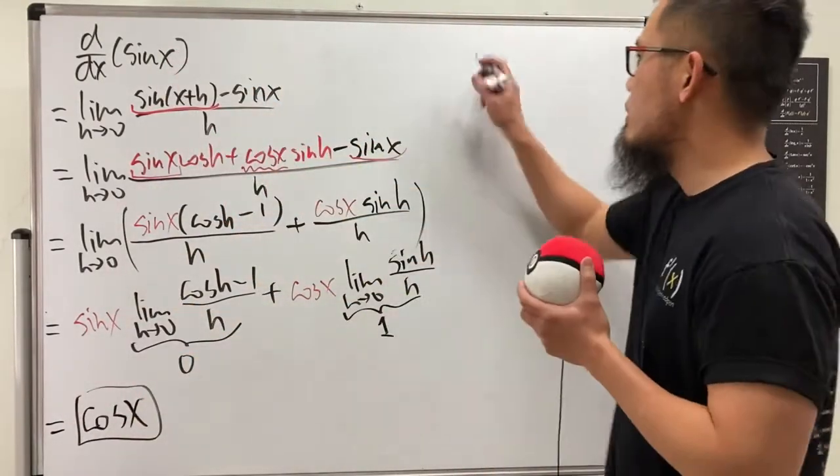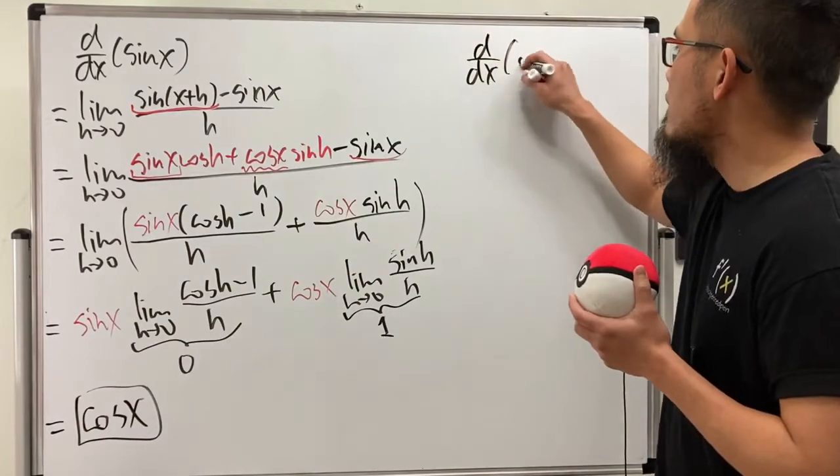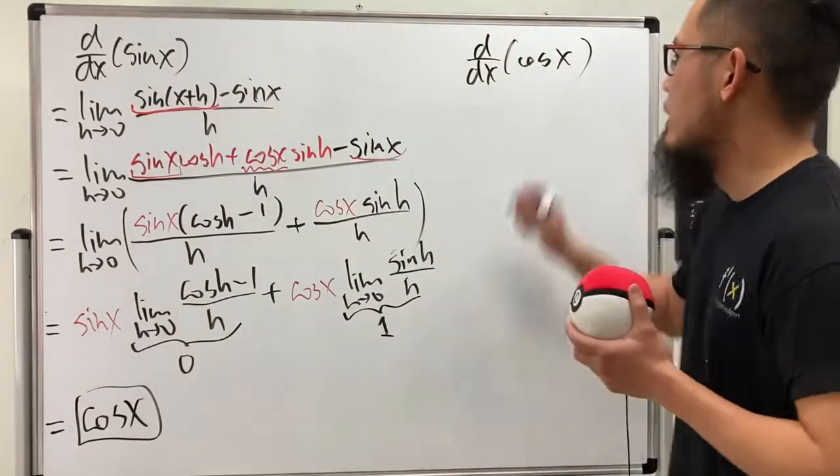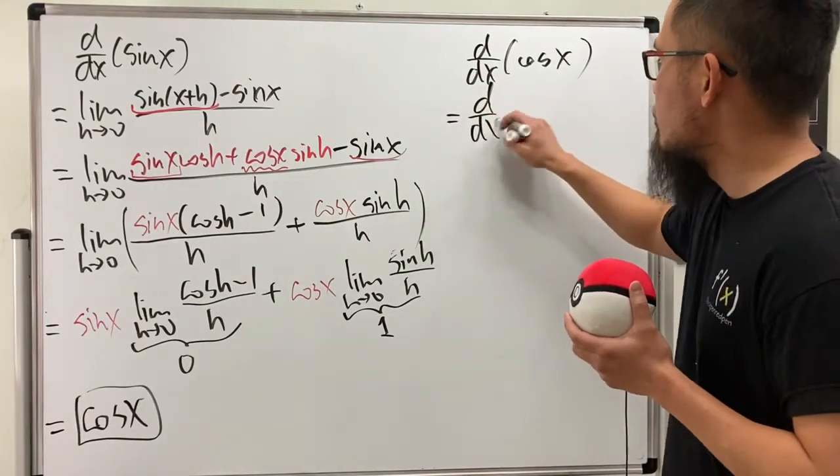And now, of course, we'll have to do the derivative of cosine x. And now you might be wondering, can we just do the same thing like that? Yes, you could, but I'll show you guys another way to do it. So right here, there's a very nice relationship between sine and cosine.